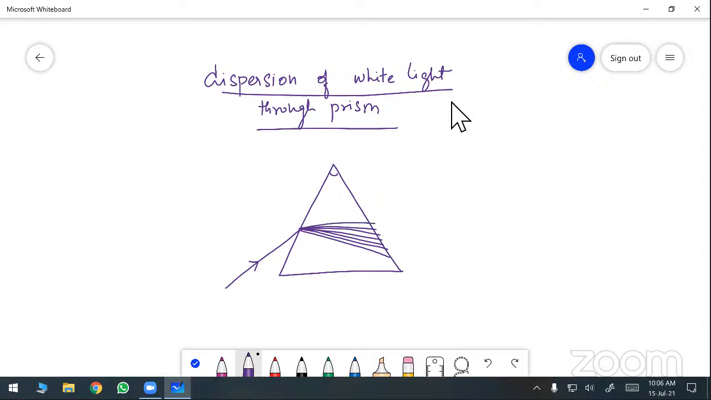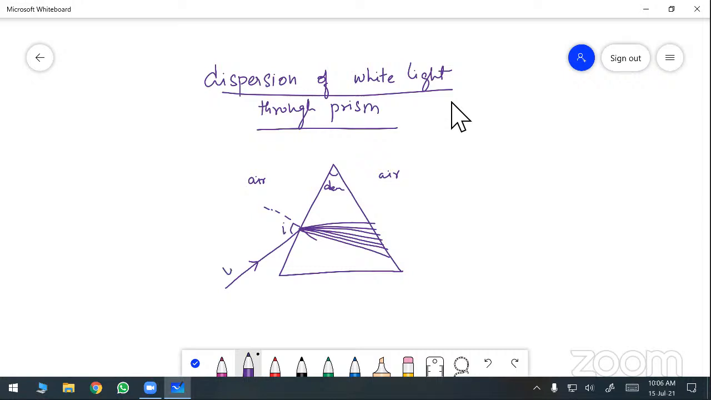Now consider this is a medium, the air medium. For example, the prism is glass, so it is a denser medium. This is the air medium. You know well, going from rarer to denser, after refraction the ray bends towards the normal. This line is the normal to the surface, and this is the angle of incidence, i.